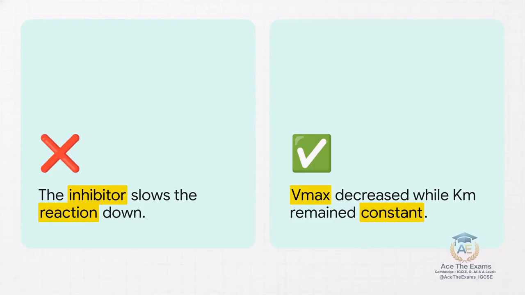Take a look at the flawed generic student answer over on the left. The inhibitor slows the reaction down. I mean, sure, it's true, but it's just completely superficial. Now contrast that with the top band A star answer on the right.